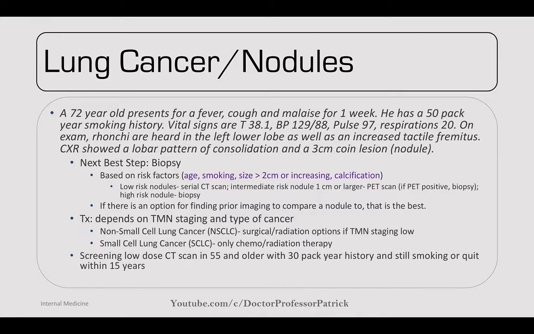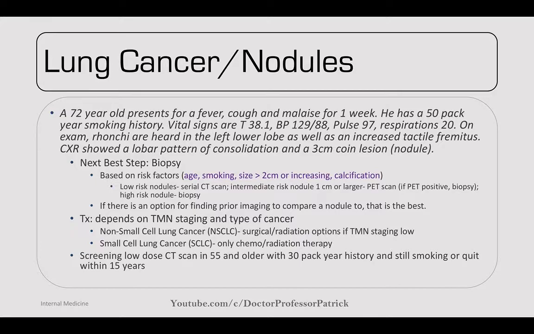So we have a 72-year-old who presents for fever, cough, and malaise for 1 week. He has a 50-pack year smoking history. Vital signs are temperature 38.1, BP 129/88, pulse of 97, and respirations of 20. On exam, rhonchi are heard in the left lower lobe, as well as an increased tactile fremitus. Chest x-ray shows a lobar pattern of consolidation and a 3-centimeter coin lesion or nodule. So the next best step here, dealing with the coin lesion, would be a biopsy.